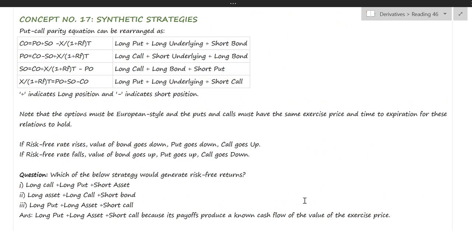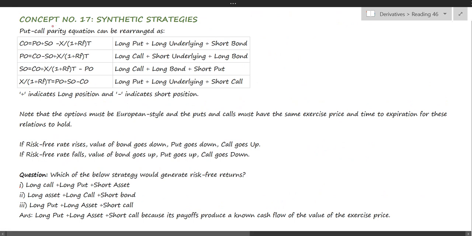Concept number 17, synthetic strategies. The put-call parity equation that we have seen just now, in the last concept, can be rearranged so that we put one of the elements on the left hand side in each case and keep the three elements on the right hand side.